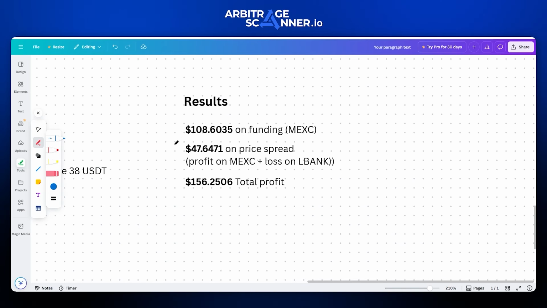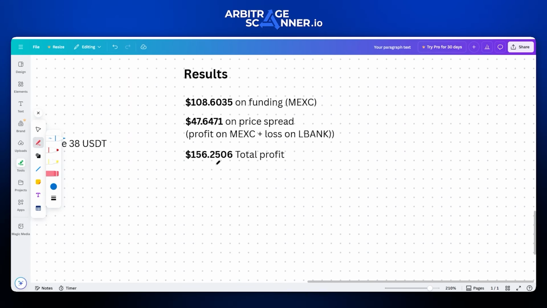Another extra $48 came from price spread. There was profit on Max and some loss on LBank. In total, $156 in just 4 days. You might be wondering, how did I get this amount of days?